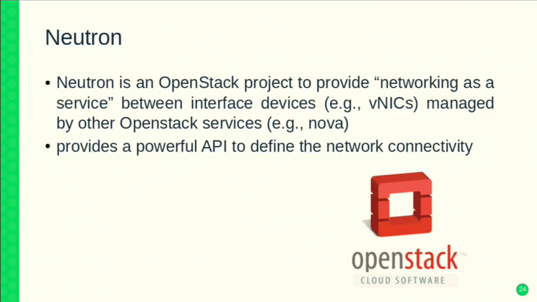The most important part is this API, because Neutron, as we will see later, is extremely pluggable. You can use plugins to configure an SDN controller to manage the network with Neutron. So really the part that stays is the API. It's a standard API that you can use to configure the networking.